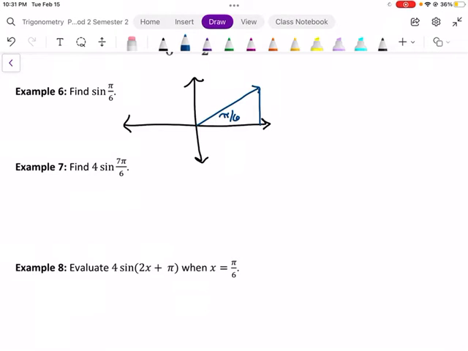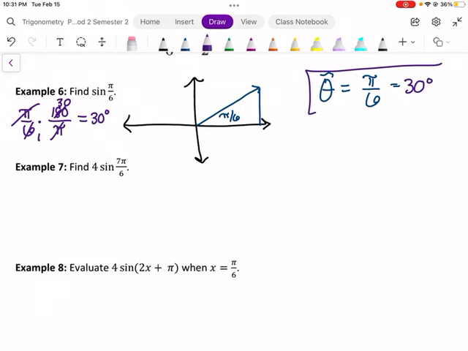Now, our last section, we did reference angles. So our reference angle for this one in radians is going to be pi over 6. If we needed this in degrees, you could convert that if you wanted. Pi over 6 times 180 over pi. Those simplify, and we are left with 30 degrees. So our reference angle is either pi over 6 in radians or 30 degrees in degrees.